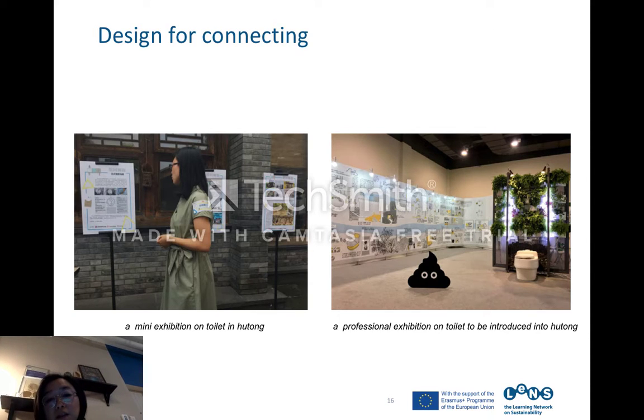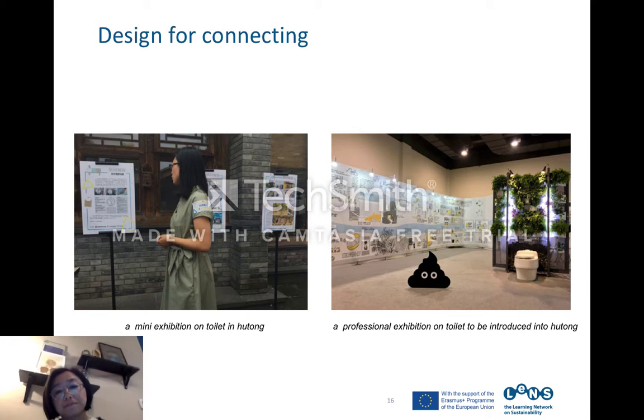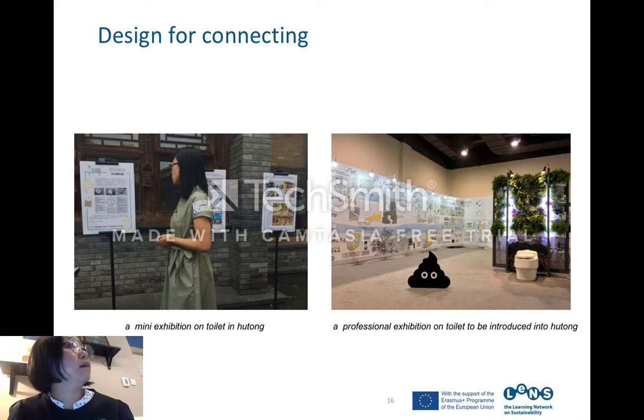So in the next stage, we will organize different exhibitions in different areas. Some will be diffused in the community centers. Some will be thematic exhibitions in the public space. We try to make this a beginning of social interaction.